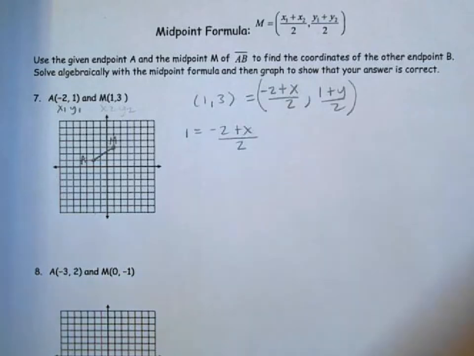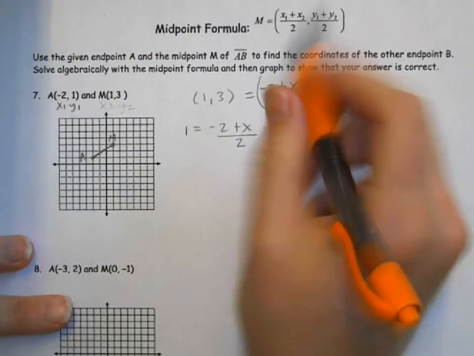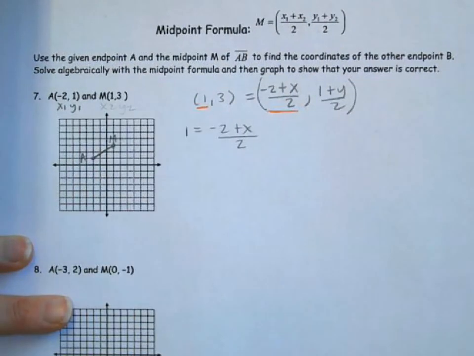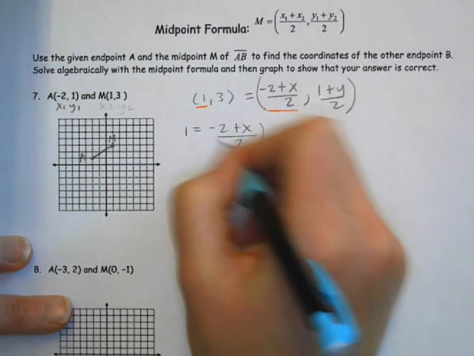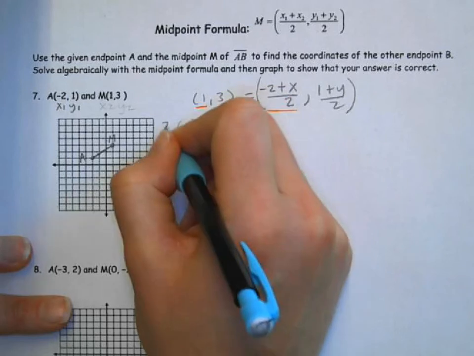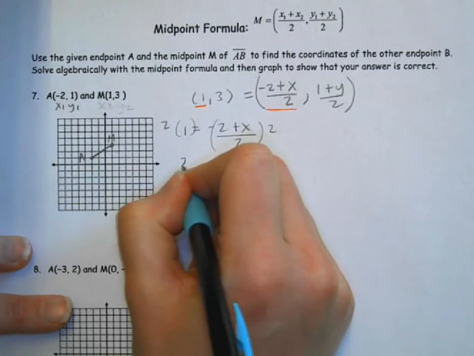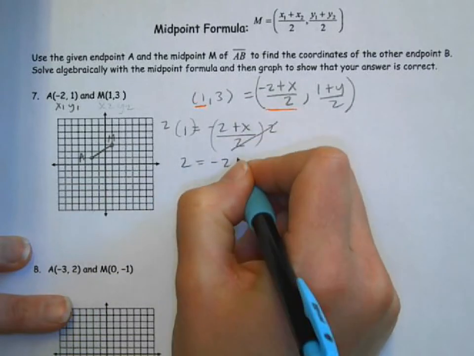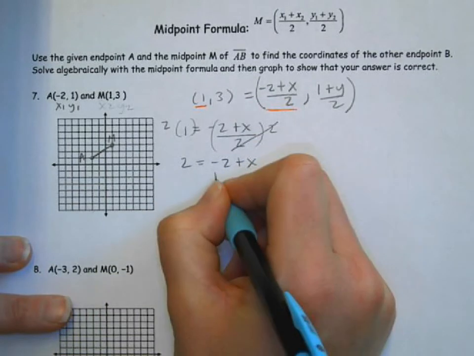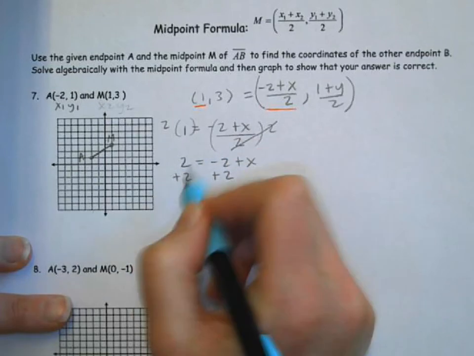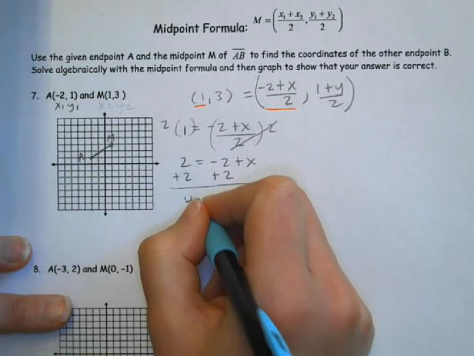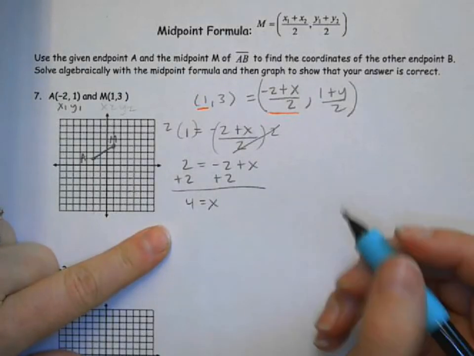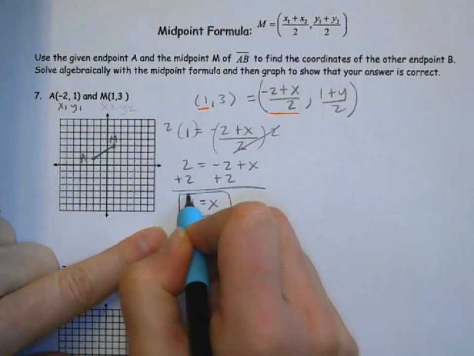So all I did, you guys, just to back up, I took my averages of my x. This was the average value of our x. So now I'm going to multiply both sides by 2. 2 times 1 is 2. These divide out because 2 divided by 2 is 1. We get -2 plus x. I'm going to add 2 to both sides because that was originally a negative. So now I have 4 equals x. So that's going to be one of the values here that I'm going to use as my endpoint.